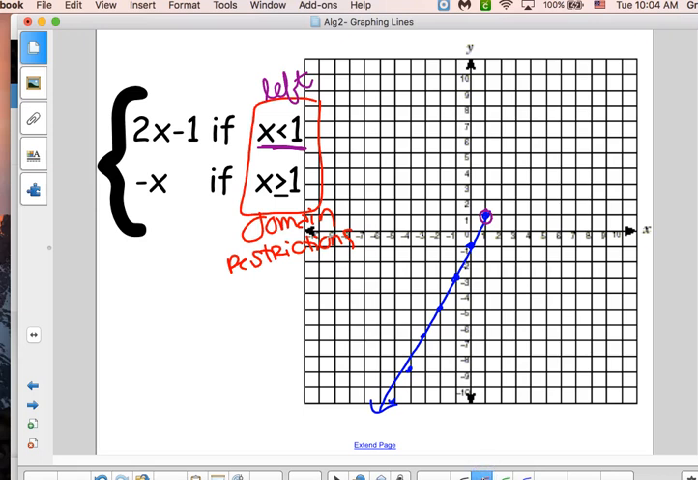Where is this one's y-intercept? 0. So we start at 0. How do we count out that slope? Up or down? Down 1, right 1. So a slope of -1.